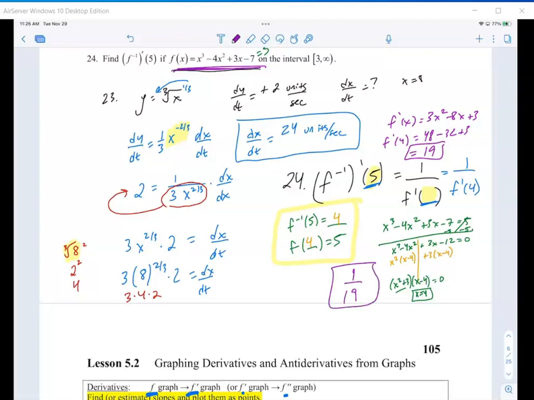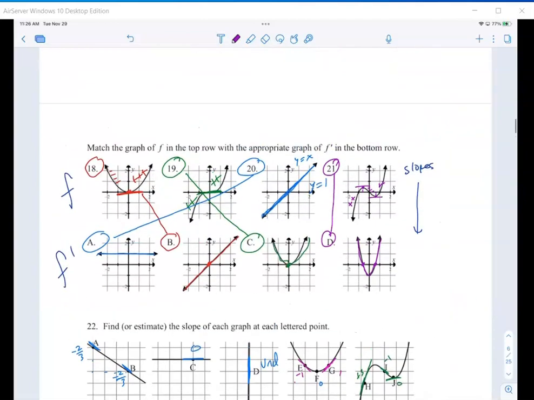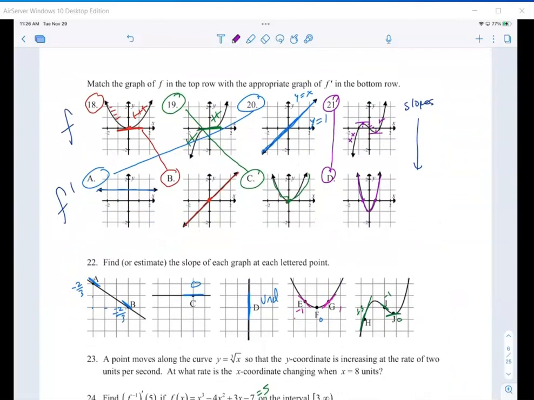Okay? So a couple good review questions, and then a couple good questions on figuring out how to find derivatives and stuff from graphs. All right, hopefully that made sense to you all.